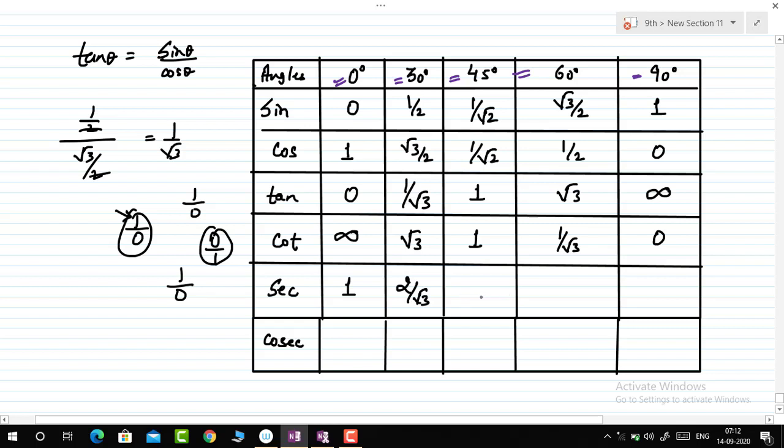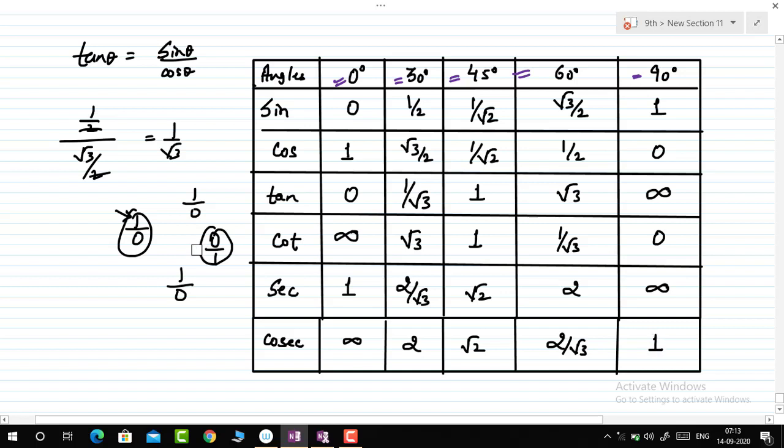Next, 1 upon root 2, the reciprocal will be root 2. Next, 1 upon 2, the reciprocal will be 2, and next is 0, so its reciprocal will be 1 upon 0, which cannot be defined. Cosec is the reciprocal of sine. Next, the reciprocal of 1 upon 2 is 2, the reciprocal of 1 upon root 2 is root 2, the reciprocal of root 3 upon 2 is 2 upon root 3, and the reciprocal of 1 is 1.